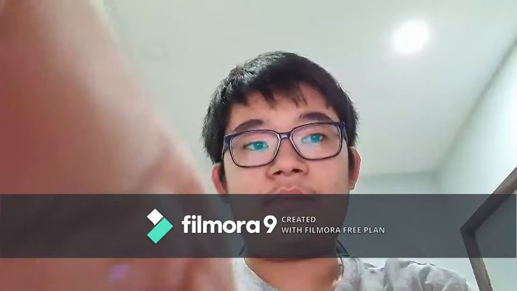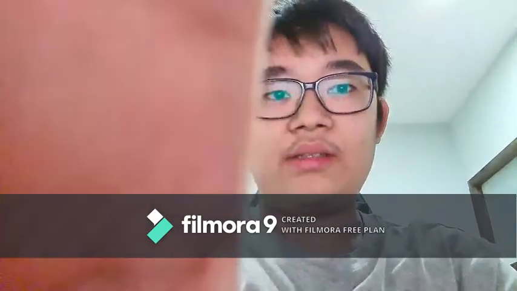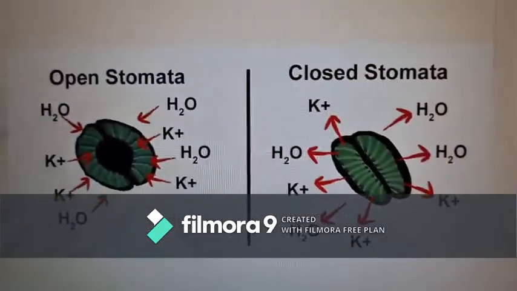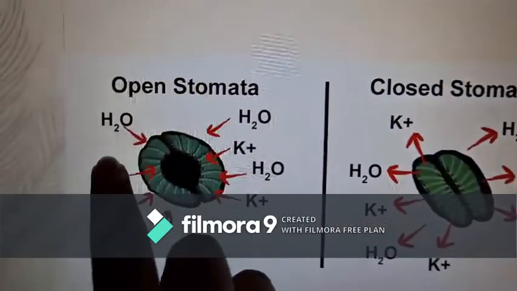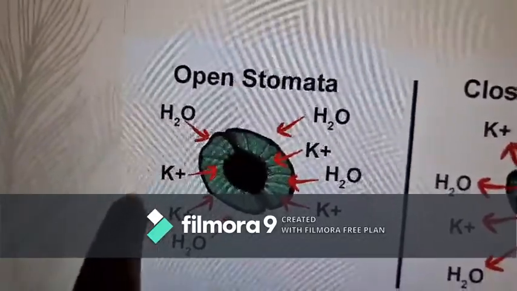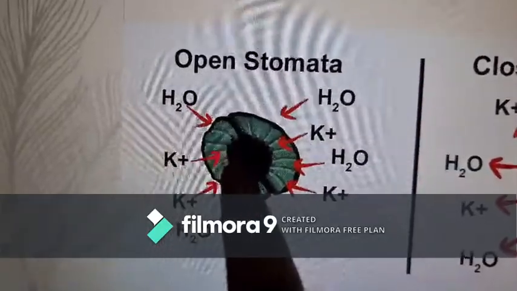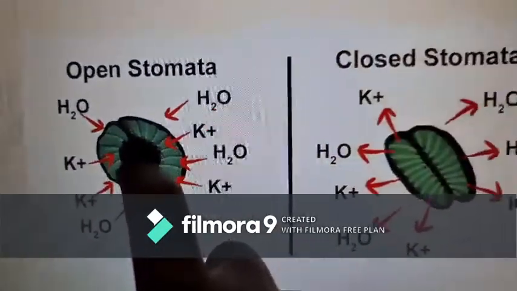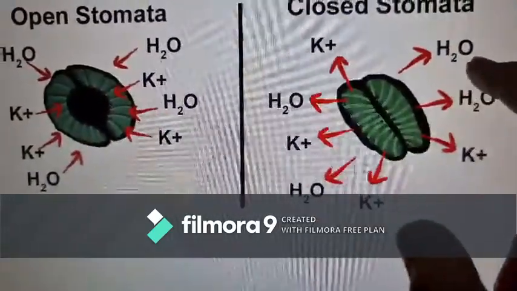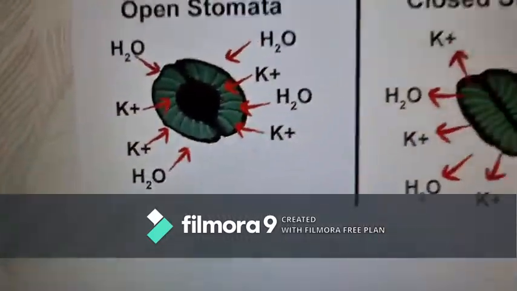So I will show the picture of the open stomata and the closed stomata. As you can see, this is the open stomata, and usually when the stomata is open, the water, H2O, and the potassium ions move inside the stomata, and at the closed stomata part, the water and the potassium ions move out from the stomata. Okay.